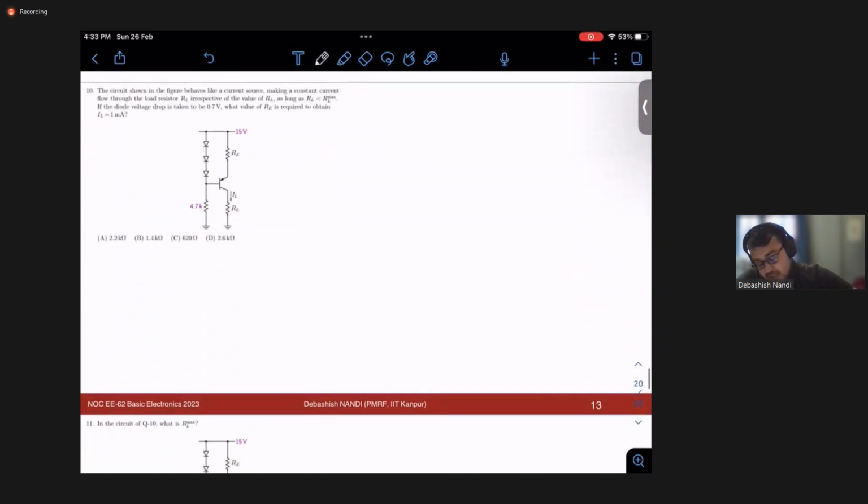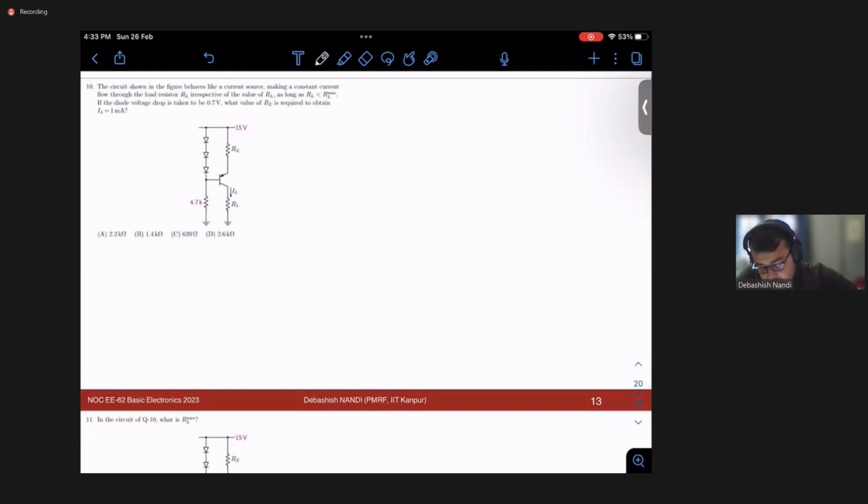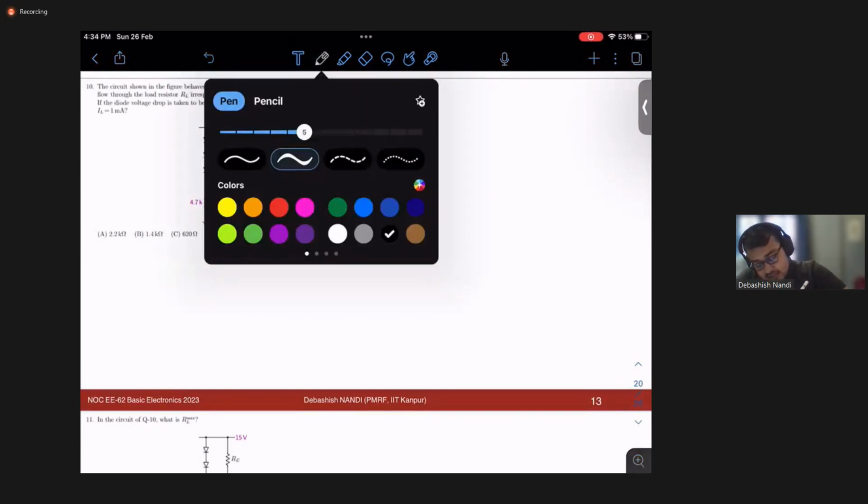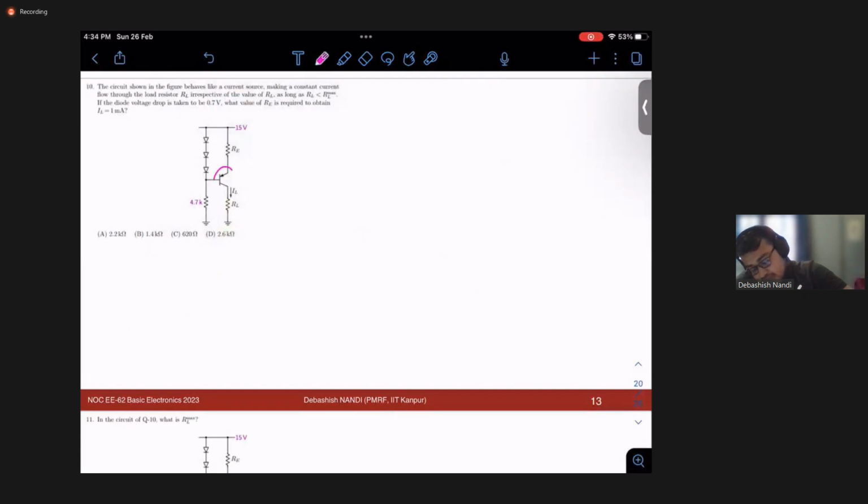So let's move on to the next problem, problem number 10. Okay, first thing I noticed is that it is a PNP transistor, right? Remember the arrow is given at the emitter base junction. Okay, even if I draw it like this, this is my emitter, this is my base, this is my collector.